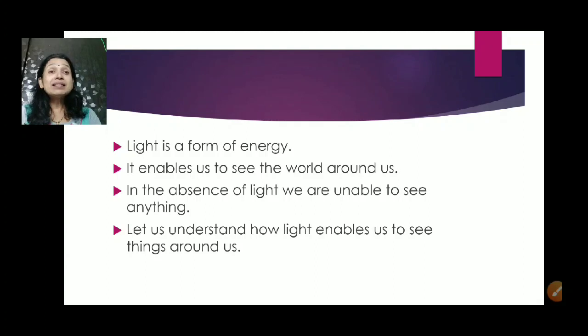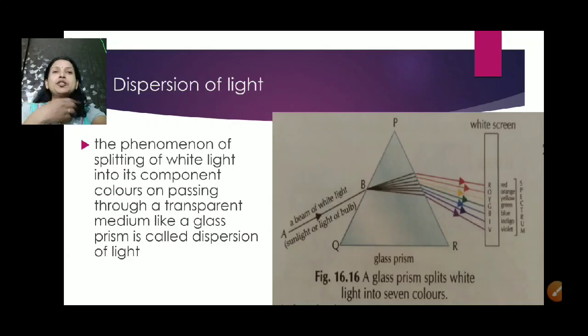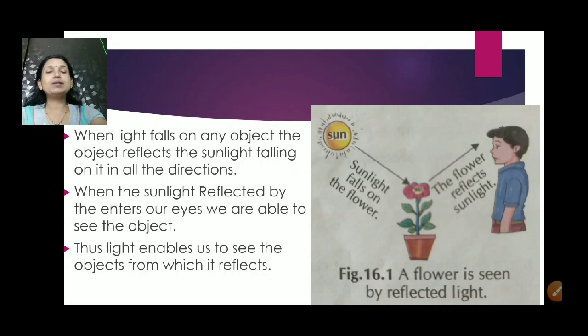Whatever we are seeing on this planet, which is amazing, these things happen due to light. Now, let us understand how light enables us to see things around us. First of all, this dispersion of light we will discuss later on. By mistake, it came in this slide. When light falls on any object, now we have to understand the mechanism, how we are able to see in the presence of light. That mechanism I have put on your screen, you can see.